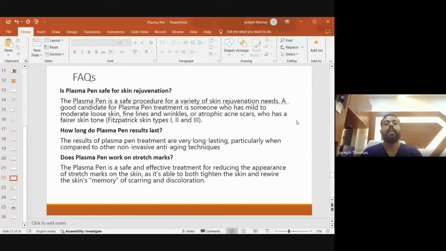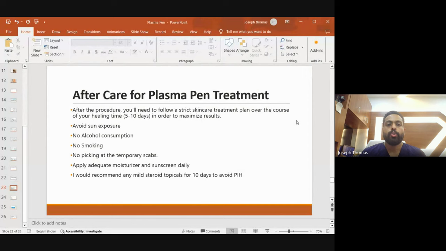What is aftercare for plasma pen? After the procedure, you will need to follow a strict skin treatment plan over the course of healing, that is 5 to 10 days, in order to maximize the results. Avoid sun exposure, no alcohol consumption, no smoking, no picking at the temporary scabs. Apply adequate moisturizer and sunscreen daily, mandatory. And in Indian skin, definitely I would recommend any mild steroid topicals for 10 days to avoid PIH. Post-inflammatory hyperpigmentation, PIH. Dear doctors, Indian skin is very much sensitive.